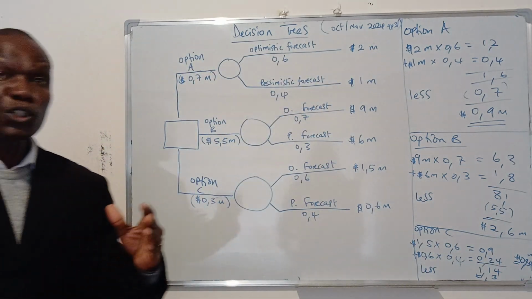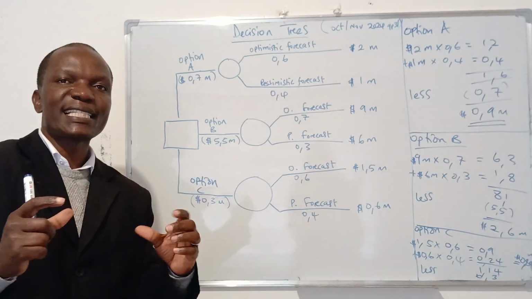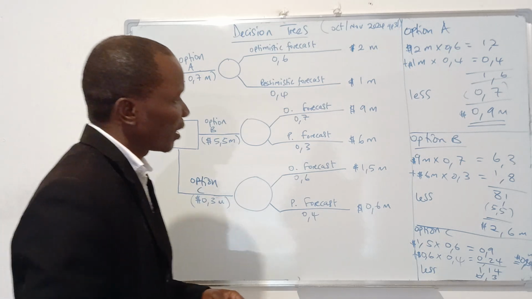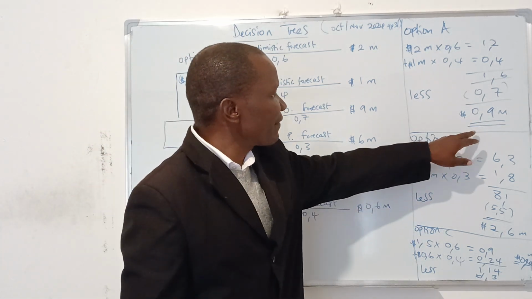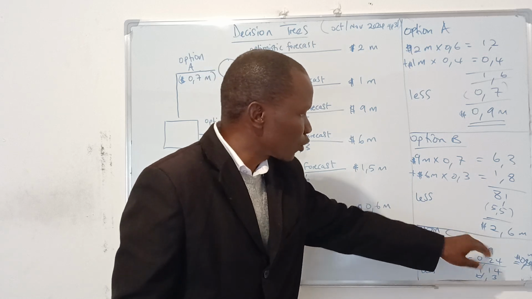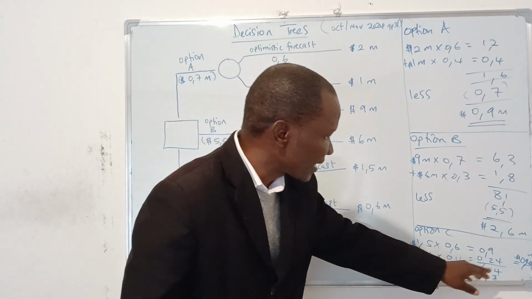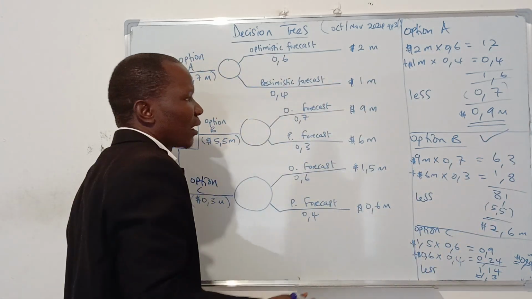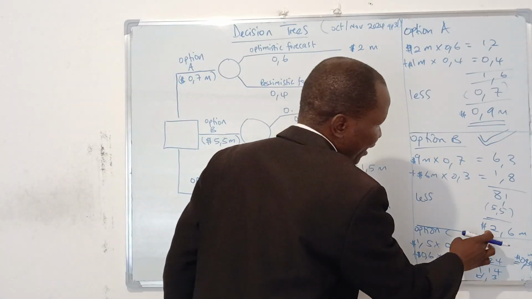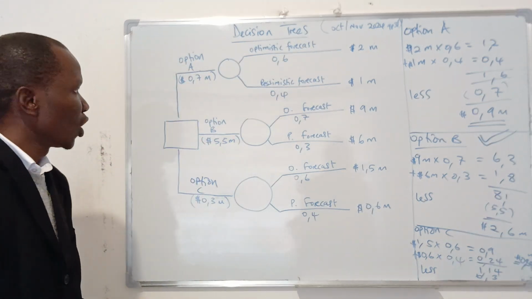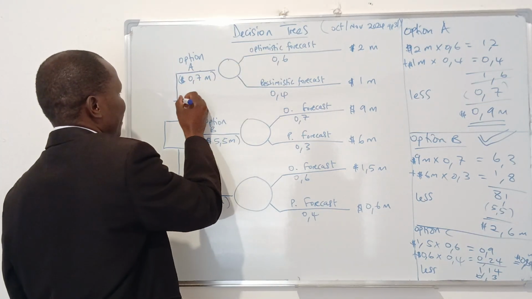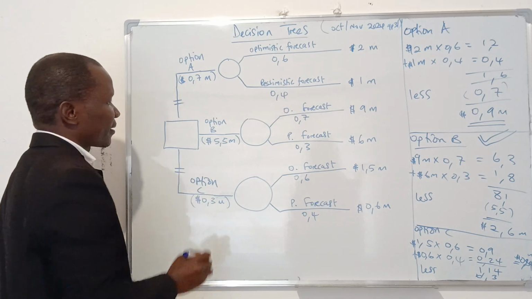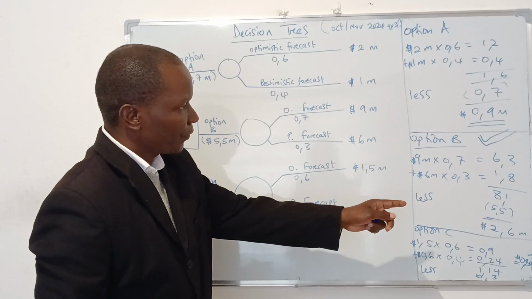So if we're going to choose between these three options, we choose the one that gives the highest net cash flow. In this case, this one is giving us 0.9, this one 2.6, and this one 0.84. Which means option B is our chosen option, because it is giving us 2.6 million. So we close the other options like this, also option C, and we go ahead with option B.